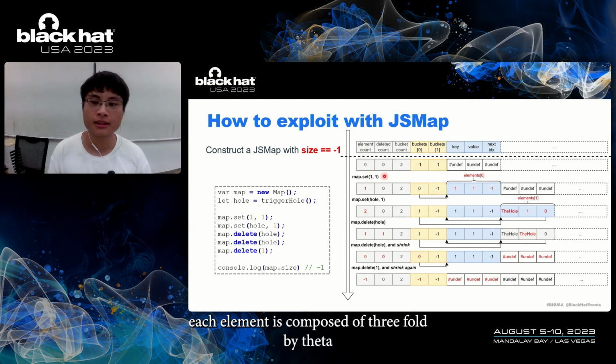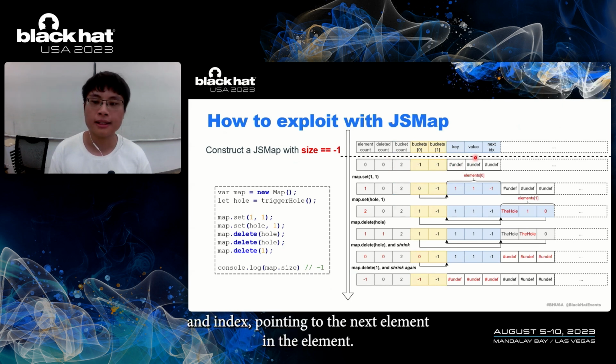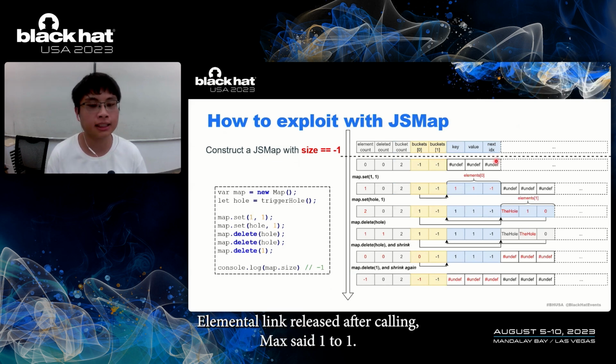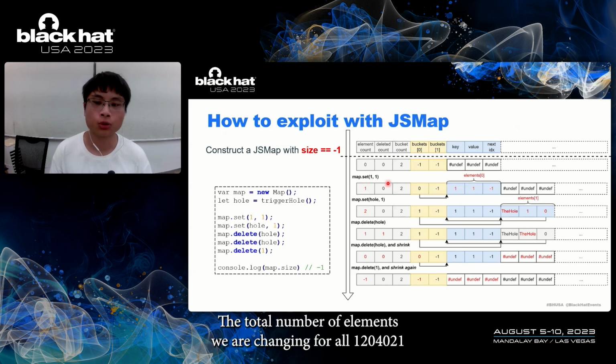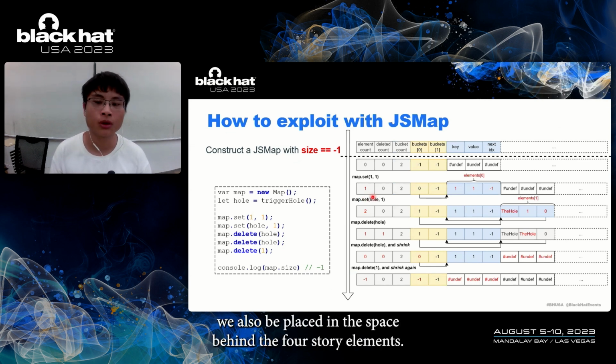Each element is composed of 3 x 4 bytes of data, representing the key, the value, and the index pointing to the next element in the element linked list. After calling map.set(1, 1), the total number of elements will change from 0 to 1 due to the increase of elements, and an element will also be placed in the space behind for storing elements.